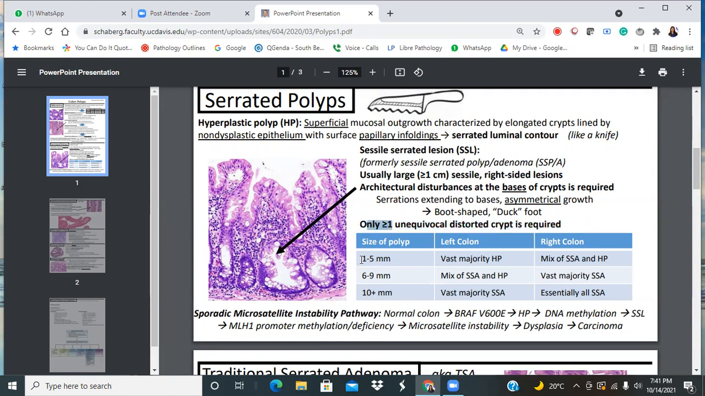Size of polyp, 1 to 5 millimeters. They will be in the left colon and right colon. In the right colon, irrespective of size, there will be at least a mix of SSA and HP. At 6 to 9 millimeters, the vast majority are SSA, and obviously at 10 or more, essentially all SSA. In the left colon, think more of HP. So 1 to 5, vast majority HP. 6 to 9, if they are getting big, think of a mix with SSA. And at 10 or more, the vast majority will become SSA, even in the left colon.